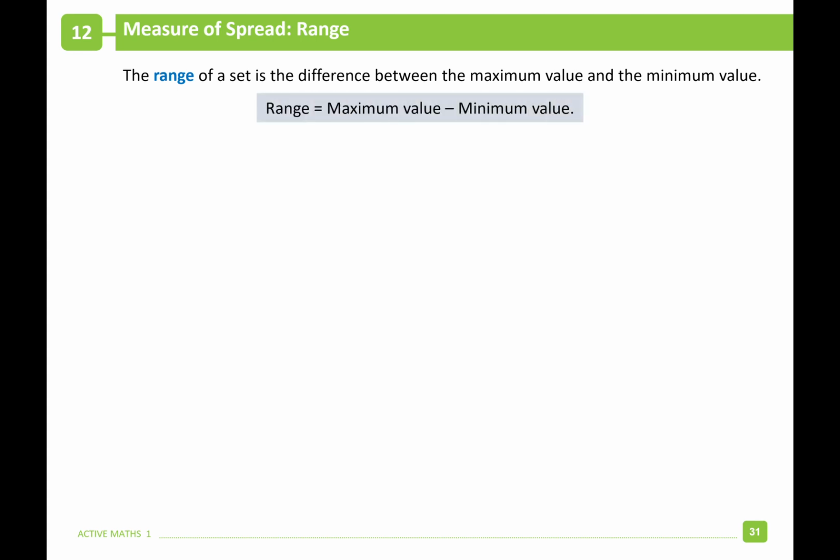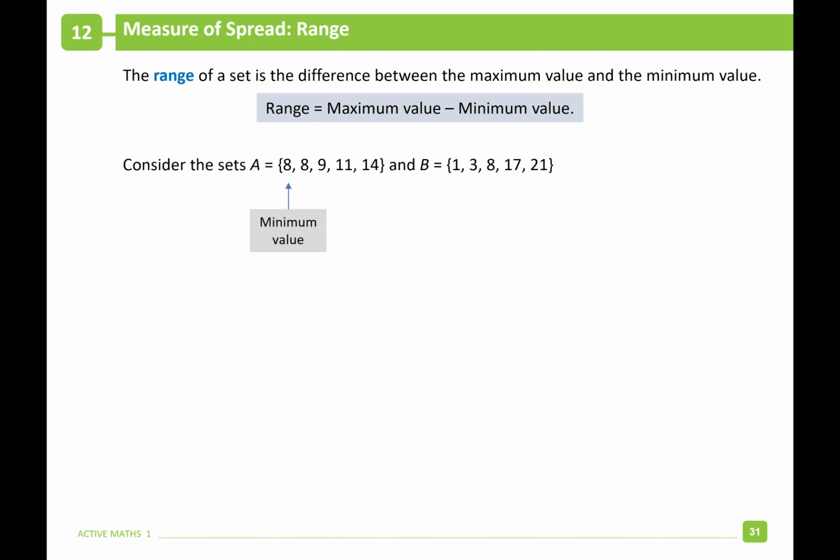Let's look at the range in more detail. The range of a set is the difference between the maximum and the minimum value. To find the range, we subtract the minimum value from the maximum value. Let's look at an example question. Consider the sets A and the set B.